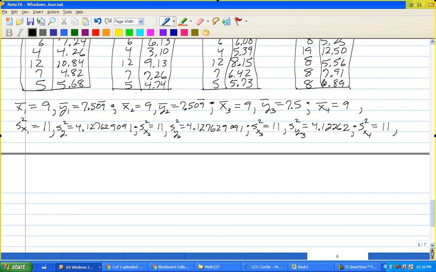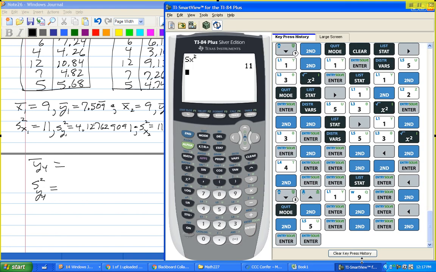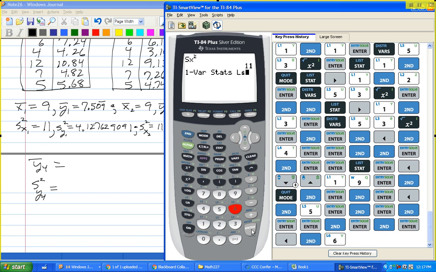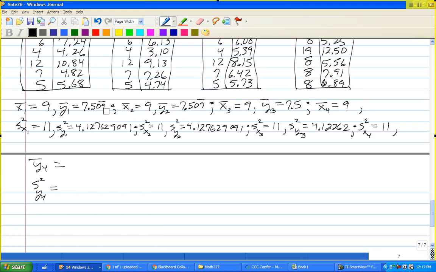And then I guess on the next line, I'll put the y's. So the mean and the variance. Let's look at the mean. That'll be the sixth thing, this L6. Ah, 7.509. Oh, 009. They did it for all of them too.